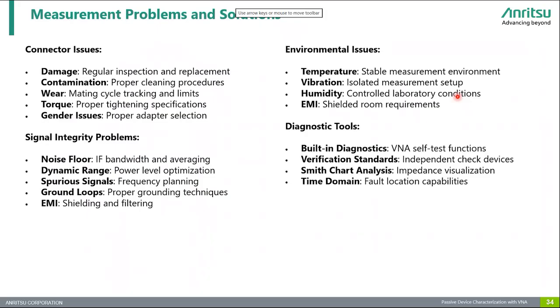Finally, Anritsu provides a suite of diagnostic tools to help engineers stay ahead of these challenges. Built-in self-test functions, versatile verification standards, Smith chart analysis, and time domain fault location capabilities empower users to quickly identify and resolve issues. In summary, understanding these problem areas and applying the right solutions ensures measurement confidence and system reliability, which is exactly what Anritsu tools are designed to support.